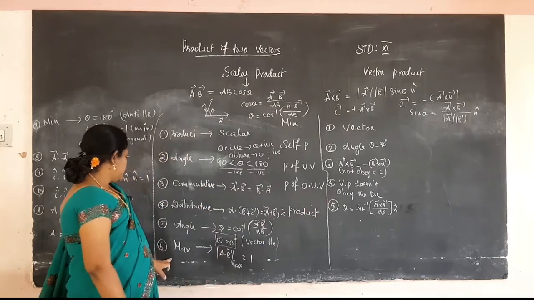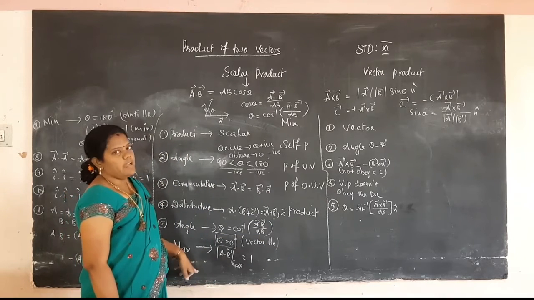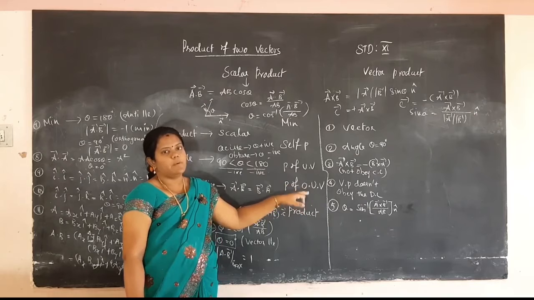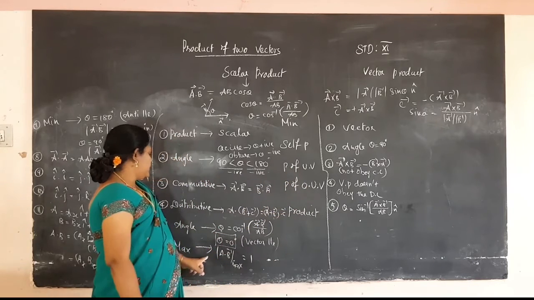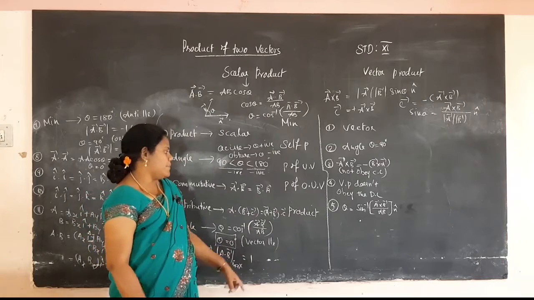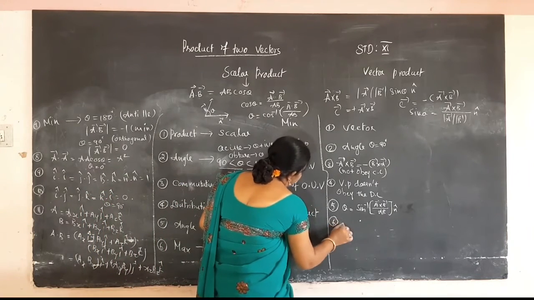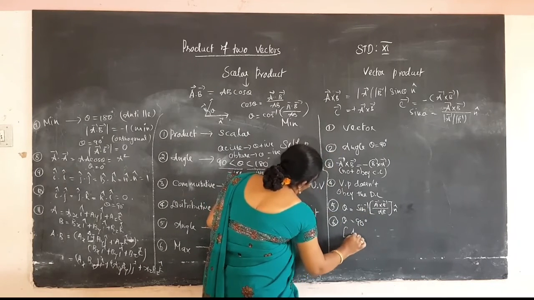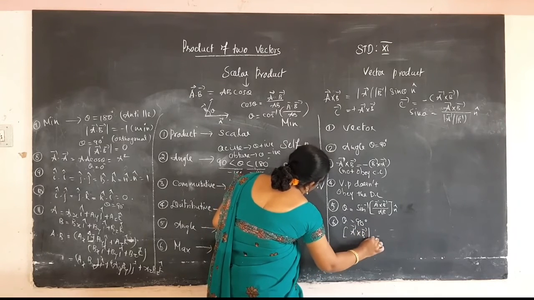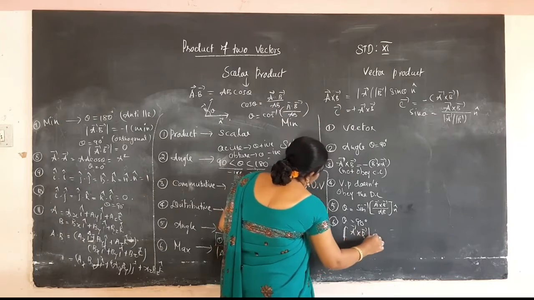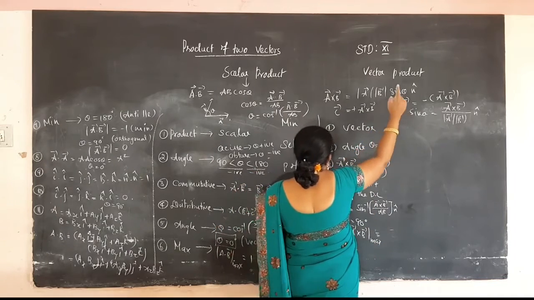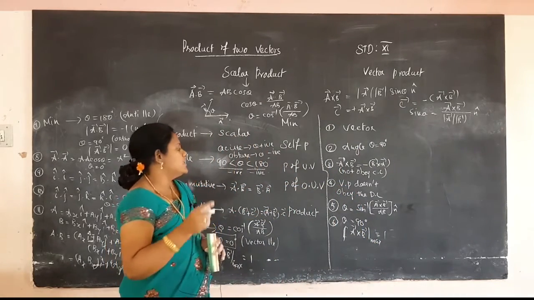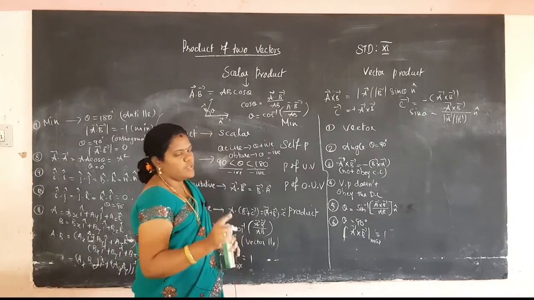Then the sixth point: when will the product be maximum? For the scalar product, theta equal to 0 gives the maximum. For the vector product, theta equal to 90 degrees gives the maximum, so A cross B will be maximum. When is it maximum? sin 90 value is 1. So only when it is 90 degrees will it be maximum. When theta is 90 degrees, the vector product gives 1, so it is maximum.